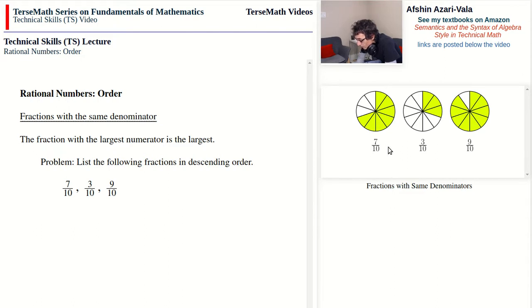And therefore, if the sizes of the pieces are all the same, we can take a look at the top number, which tells us how many pieces we get, to order our fractions. The one with the largest numerator has more pieces, and therefore that one is the largest. That would be 9/10, followed by 7/10, followed by 3/10.